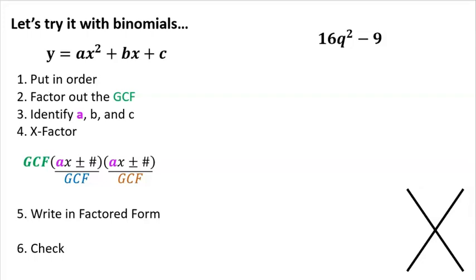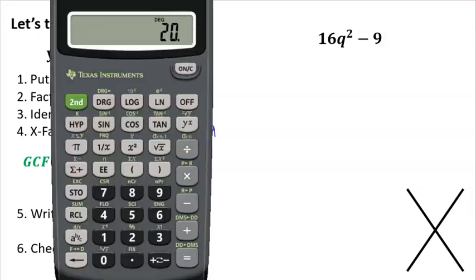We're going to look for that GCF, and I don't see one. There's no number that can go into 16 and 9. So now I'm going to identify A, B, and C. For A, I have 16, but remember, B goes with this variable when it's by itself, right? And we don't have one. And so this would be a 0. And then C is going to be -9. In our calculator, we can go ahead and do that. So 16 times 9, make that negative, equals, and we get -144.